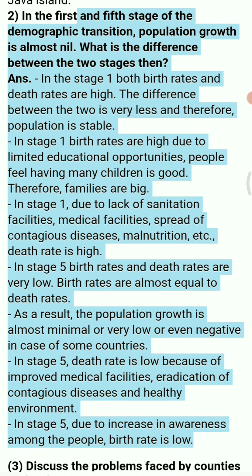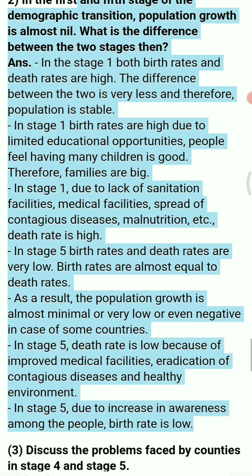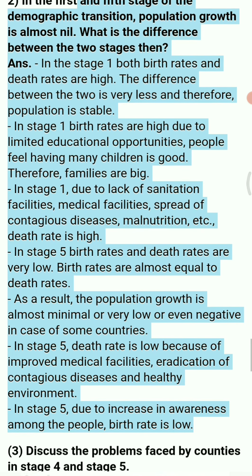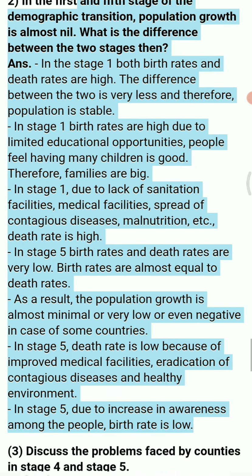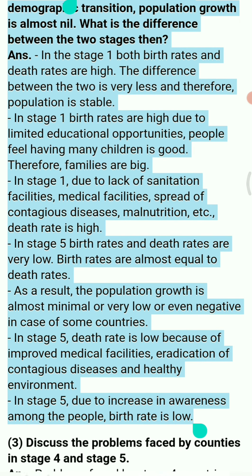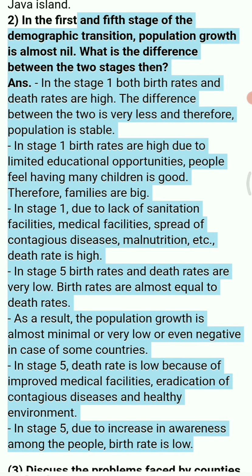Now if we compare the first stage with the fifth stage, in the case of fifth stage, the birth rate and death rate are very very low. Okay, birth rate is almost equal to the death rate, means there is no drastic change in the fifth stage. Okay, so in the case of stage 1, the birth rates are high due to limited education opportunities, and people feel having many children is good. Okay, but in the case of stage 5, it is not like that. Okay, they don't increase their families, and the population is in balance.